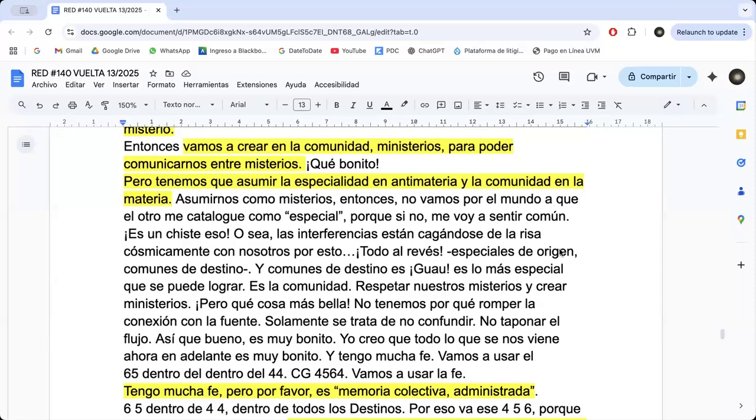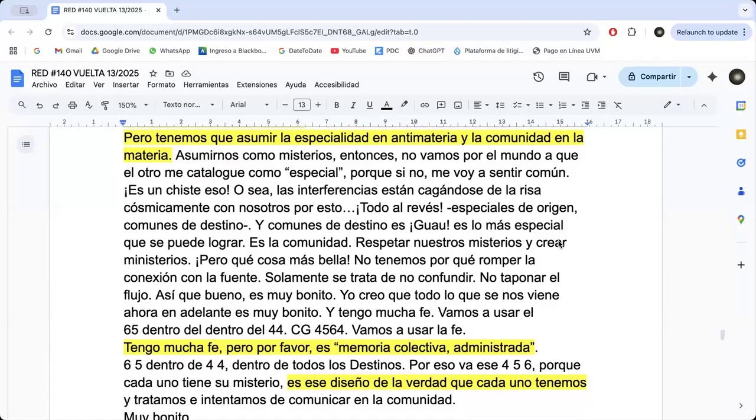So what are we going to do in the community? We're going to create ministries to be able to communicate between mysteries. This is beautiful because we're going to be able to assume a specialty in the antimatter and a community in the matter. So assuming ourselves as a mystery, I don't have to go out into the world so that someone puts a label on me as special. Someone telling me that I am special, right? Because if someone doesn't call me special, I'm going to feel common.